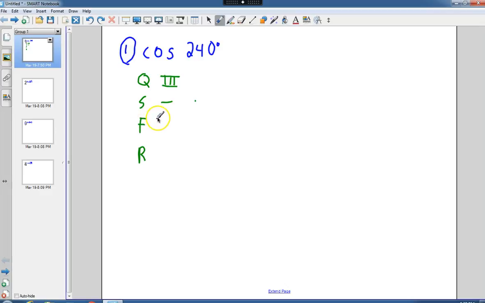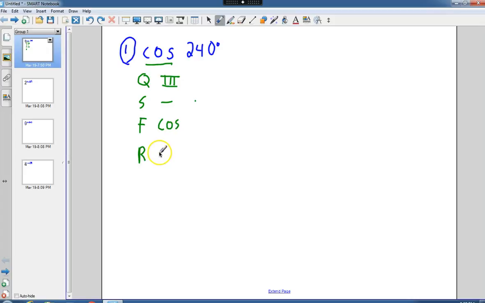The F in QSFR stands for function, and basically whatever you start off with, that's really going to be your function. This QSFR is just, again, a way to organize how we get to our final answer. So F will be cosine.